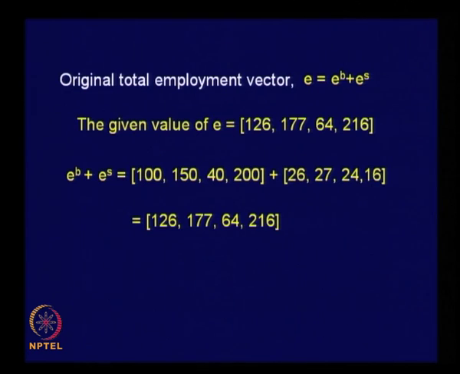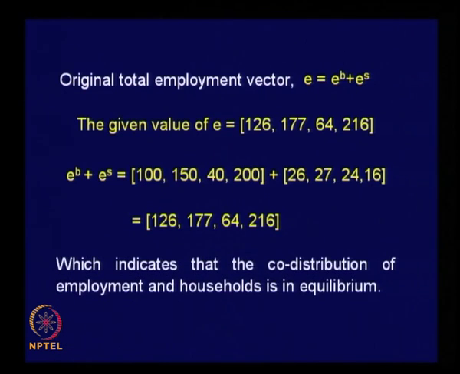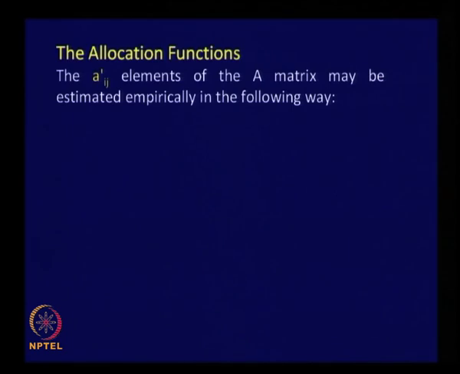clear. Of course, this indicates that the co-distribution of employment and households is in equilibrium, clear. Now, there are certain issues. If there is no match between your calculated and actual observed values while you are checking, we should know how to tackle such situations.